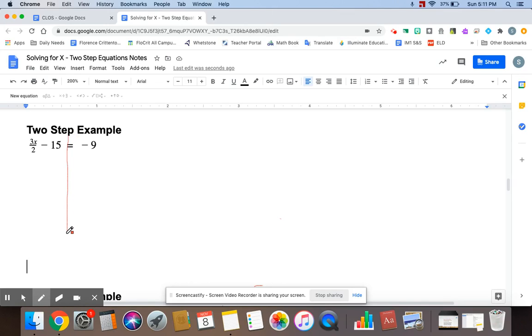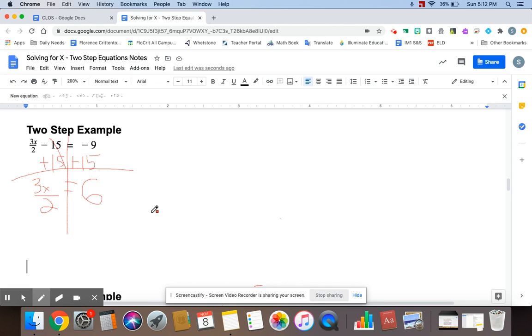All right, finally. In this example, what's my first step? The side piece is the minus 15. So to get rid of it, I add it away. And I have to do that to both sides. So that 3x over 2, because the negative 15 plus 15 cancels, because it becomes 0. And negative 9 plus 15 becomes 6.